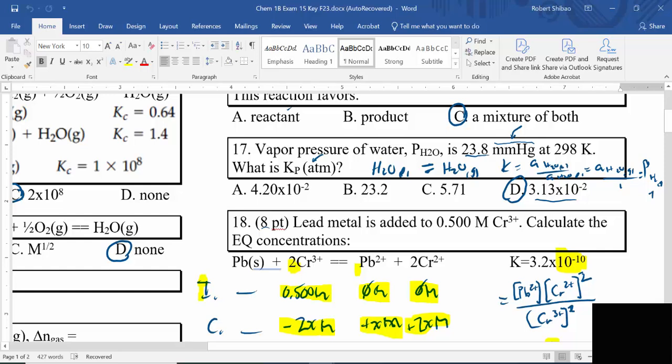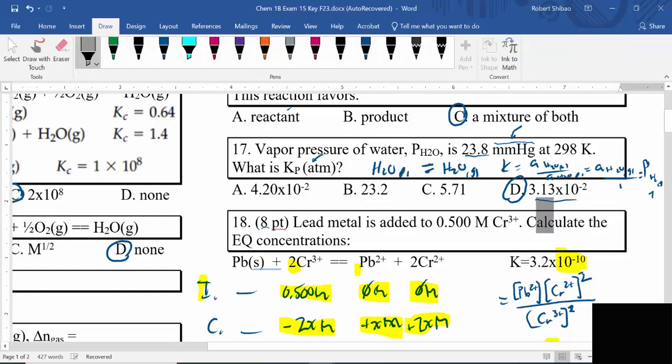Nonetheless, when we look at it, K is going to be the activity of H2O gas divided by the activity of H2O liquid. The activity of H2O gas, we're just going to assume is the partial pressure of H2O gas. And the activity of H2O liquid is just 1. So here I have the activity of H2O gas over 1. That's just the partial pressure of H2O gas. Made a mistake here. I forgot the O. Let me put that in here. On H2O. There.